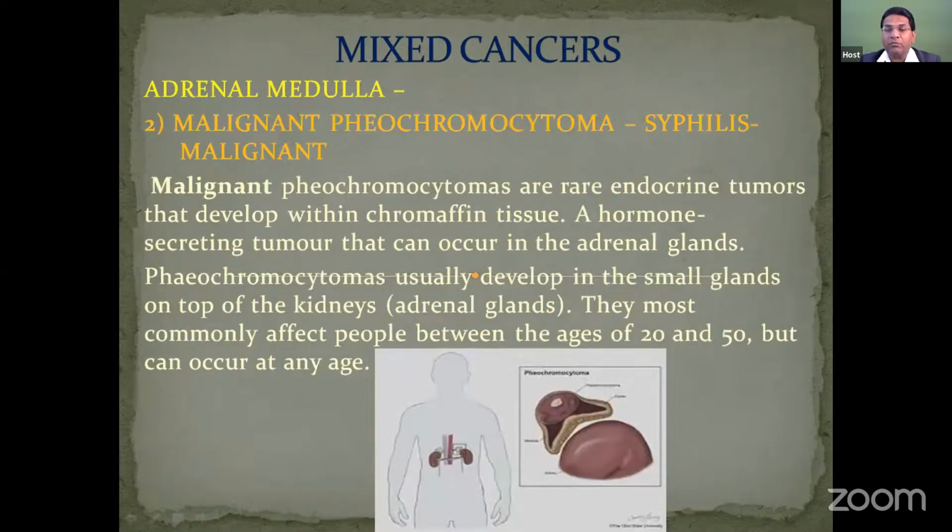And malignant pheochromocytoma. Malignant pheochromocytomas are rare endocrine tumors that develop within chromaffin tissues. So adrenal gland contains chromaffin tissues, and that chromaffin tissue affected here gives rise to malignant pheochromocytoma, a hormone secreting tumor that can occur in the adrenal gland. Pheochromocytomas usually develop in the small gland on top of the kidneys. They most commonly affect people between age 20 to 50 years, but can occur at any age. Yes, the possibility in 20 to 50 years.